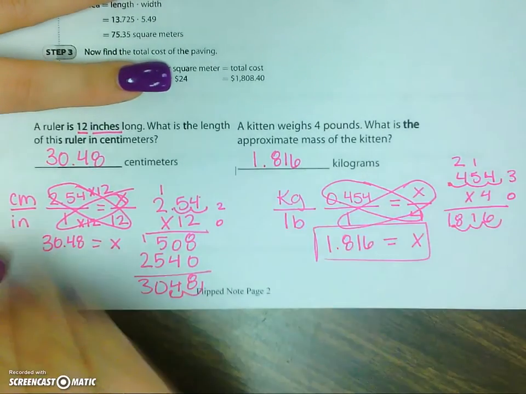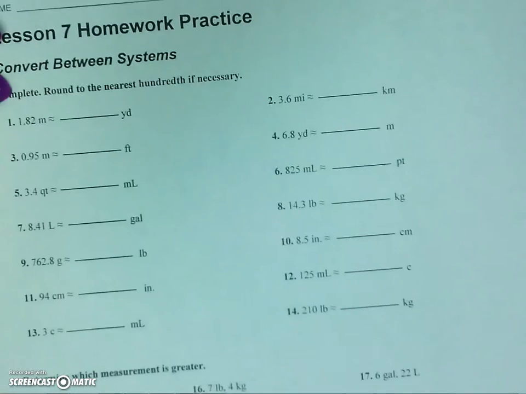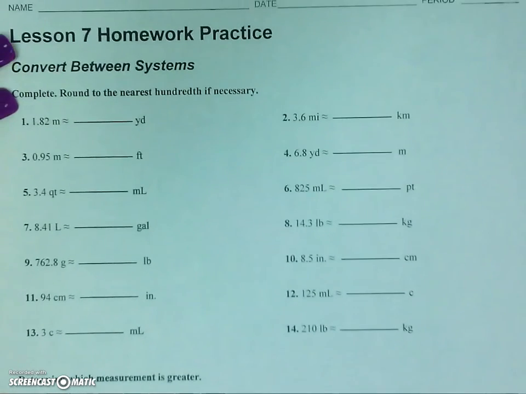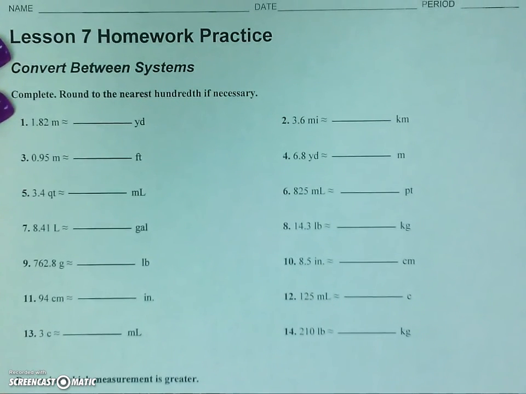So what I want you to do is I want you to try the first two on the back. Go ahead and pause, and I want you to try these first two problems right here. Okay? Try 1 and 2. Pause. All right, now let's look at them together.